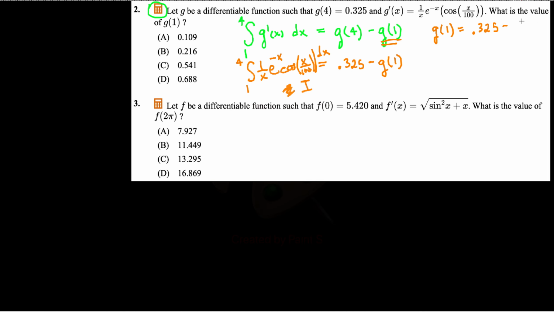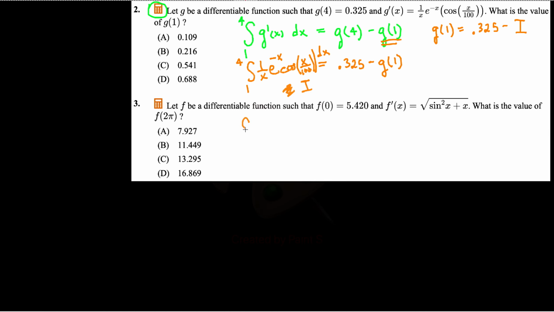Again, use the calculator. If you don't know how to use the calculator, find out how to use the calculator to find a definite integral. The calculator does something called numerical analysis to find out what this integral value is. Don't worry about it. All you need to know is that you can use the calculator and how to use the calculator to get this integral. And g of 1 will equal 0.325 minus the value of that integral.